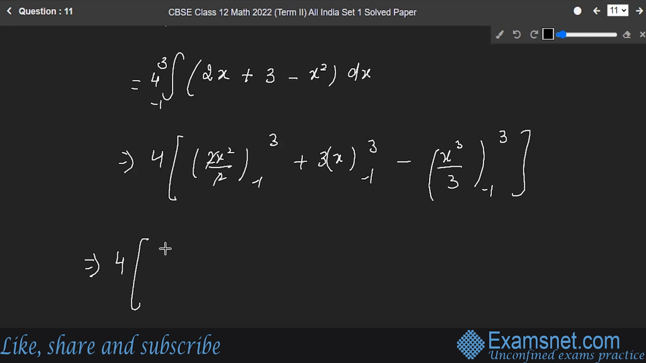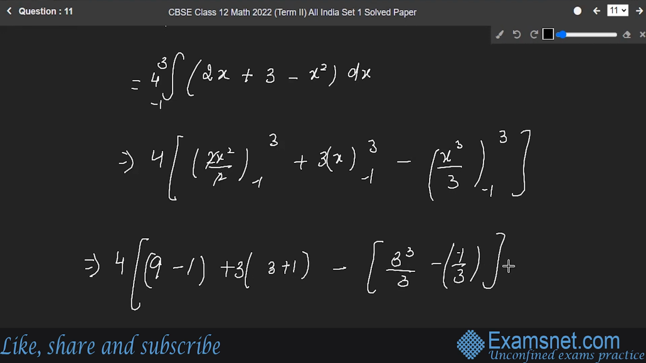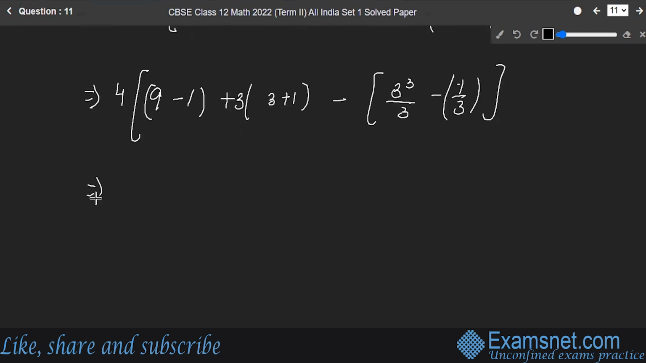Okay, leave it. So this is 9 minus 1 plus 3 into 3 plus 1, minus of minus 1 plus will be plus 1, minus 3 cube upon 3 minus 1 upon 3, minus of minus 1 upon 3. So this is equal to 8 plus 12, and this will cancel 3. So this is 9 plus 1 by 3.